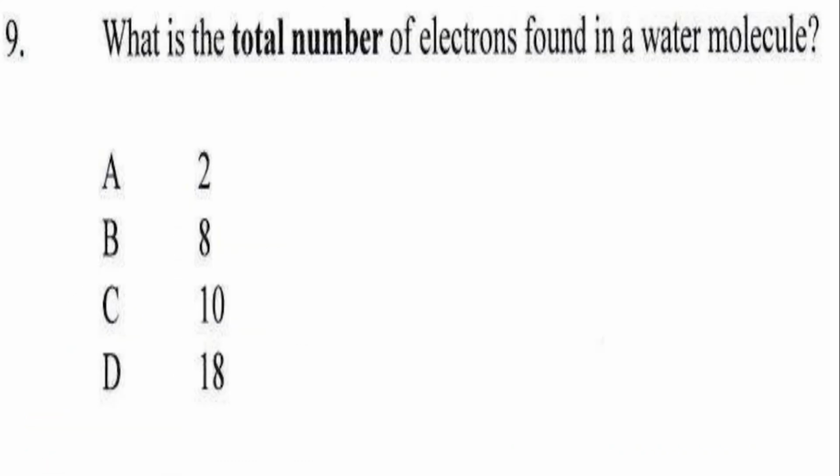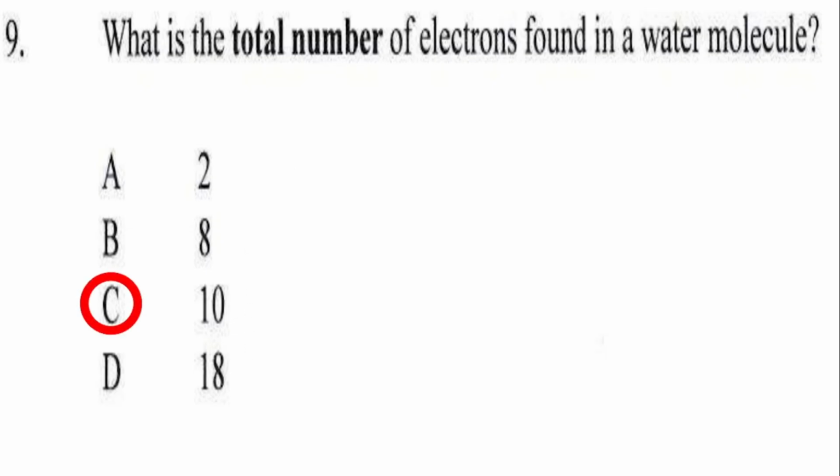Let's move on to question number 9, and it says, what is the total number? Total number is in bold, so we have to pay attention to that. What is the total number of electrons found in a water molecule? Is it A, 2, B, 8, C, 10, or D, 18?